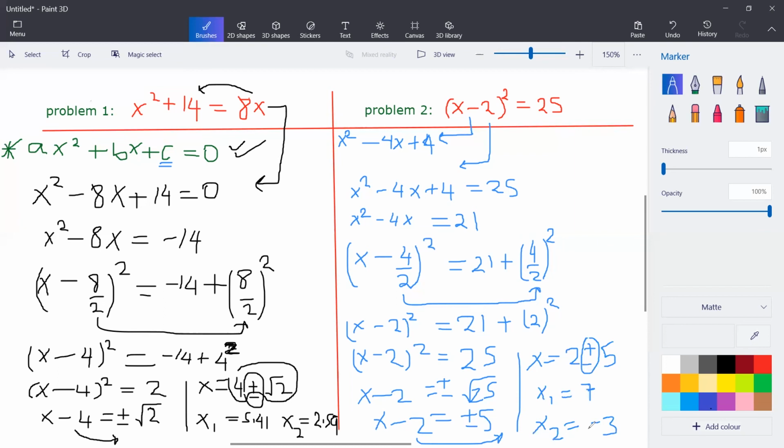So guys, just to make things much better, I will try and do another video on the completing square method only, just to ensure that you guys understand.